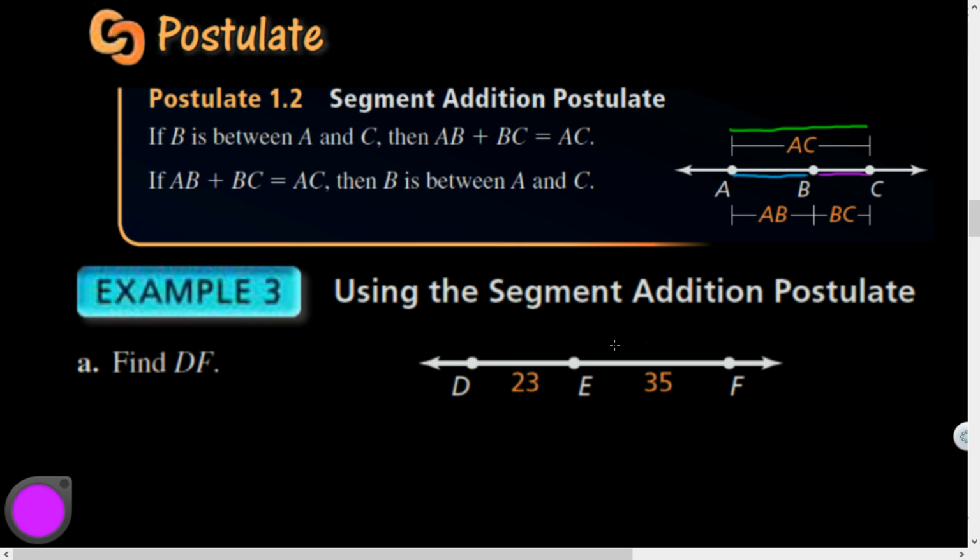All right, example 3. Find DF. So I'm going to say that DF, notice I'm referring to a number, not a segment, is equal. So since these are numbers, I can use equality. DF is going to equal 23 plus 35. DF is going to equal, looks like 58, maybe.